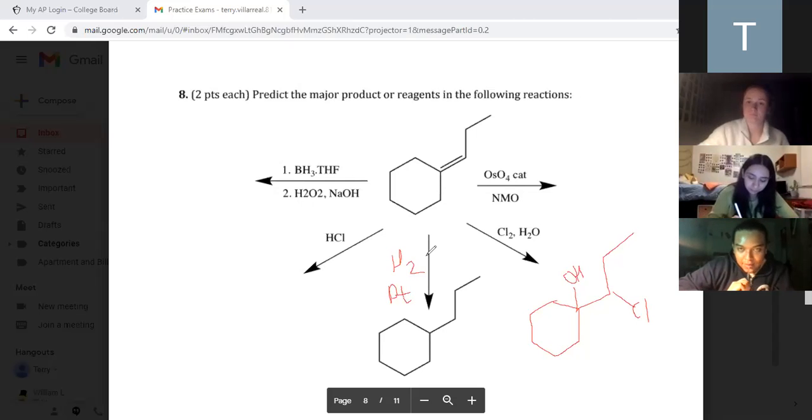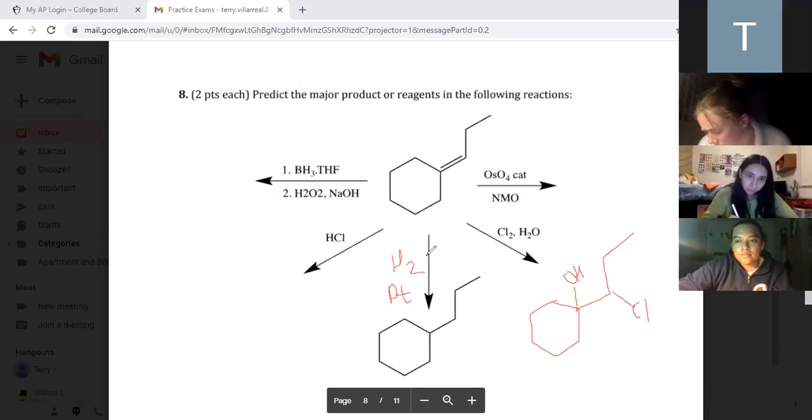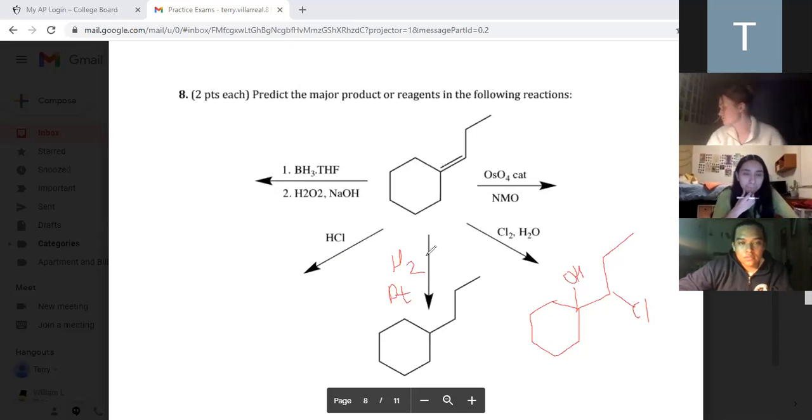Dr. V, for this next one that we're doing, I had a question about it because I was working on practice exams, and one of them was instead of being OsO4, it was KMnO4 and then NaOH, and then under the arrow it was cold. So that's a completely different reaction. So does that mean that you don't have an enantiomer at the end, but you have two OHs?